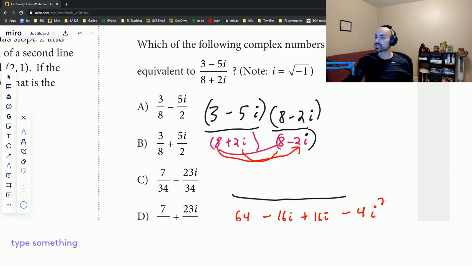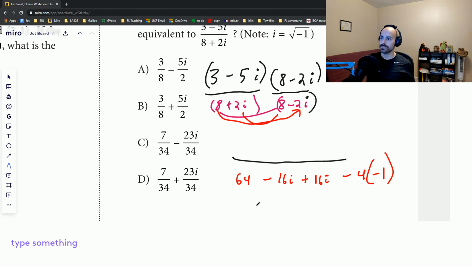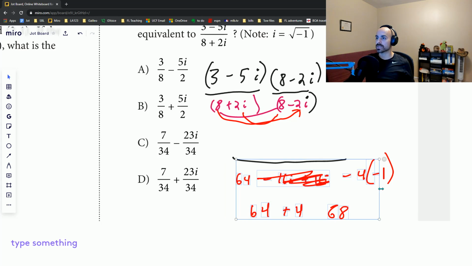4i squared. Now the cool thing here is that we know that i is the square root of negative 1. So what that means is when you have i squared, that just becomes negative 1. That all cancels out. Negative 4 times negative 1 gives us positive 4, and then we have a denominator of 68. All right, so that's our new denominator.